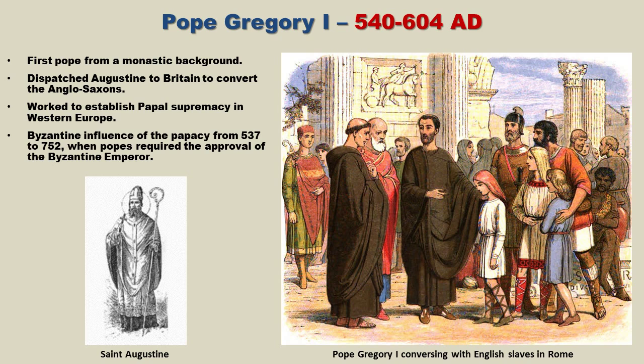And the reason for this was that the Byzantines had a lot of influence on the papacy from 537 to 752 AD. In fact, popes required the approval of the Byzantine emperor. But slowly but surely, the Western Church began to move away from the Byzantines. And in their own right, the Vatican became more and more powerful. Now, it's complicated because initially the pope did not have a lot of power in terms of a military. It was the Franks who really had the most political influence.